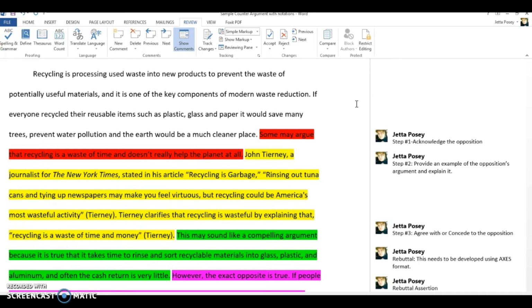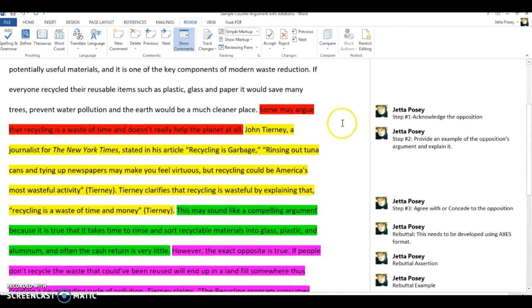After you've acknowledged the opposition, the next thing that you need to do is provide an example that supports that opposition and then explain it. So that happens here in the yellow highlighted section. The student said John Tierney, a journalist for the New York Times, stated in his article, "Recycling is garbage. Rinsing out tuna cans and tying up newspapers may make you feel virtuous, but recycling could be America's most wasteful activity." And then the student explains that further by saying, Tierney clarifies that recycling is wasteful by explaining that recycling is a waste of time and money.